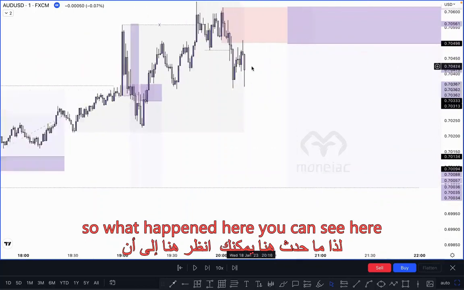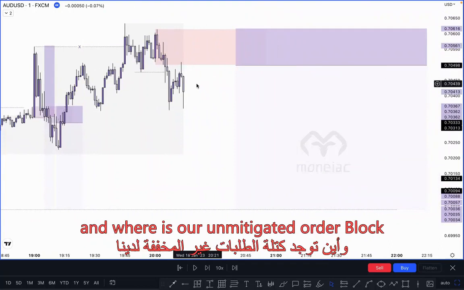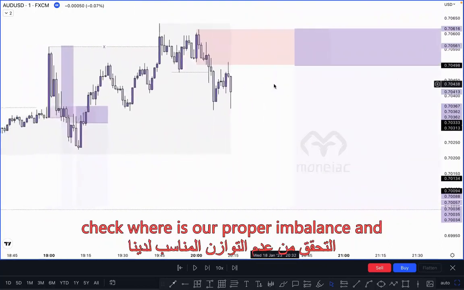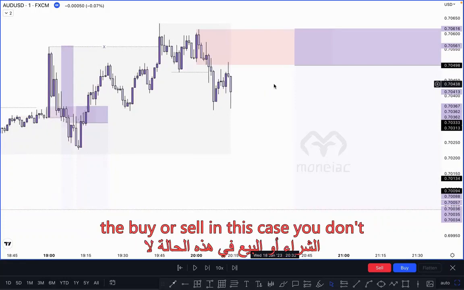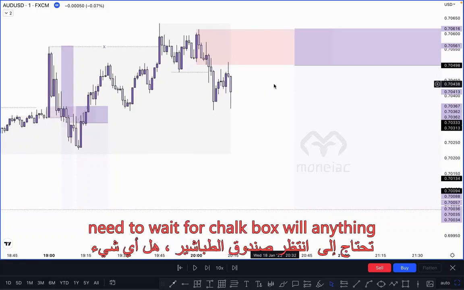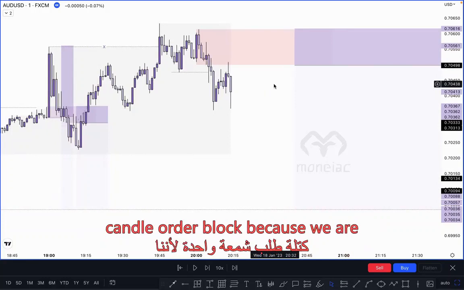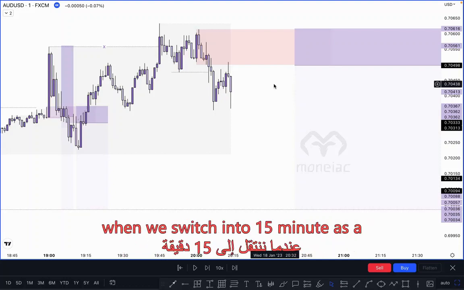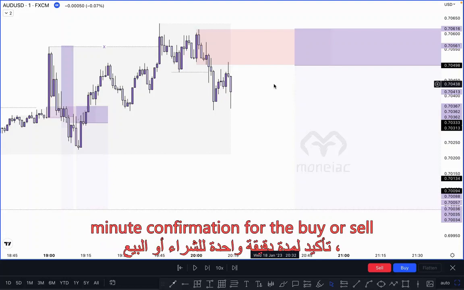So what happened here? You can see here this candle mitigate this order block. And where is our unmitigated order block in this case? First of all, you have to check where is our proper imbalance and which criteria you should follow before the buy or sell. In this case, you don't need to wait for CHoCH, pause, flip, anything. Simply you can trade based on the single candle order block, because we are already in a 5 minute time frame. CHoCH, pause, flip, entry module we need when we switch into 15 minute as a higher time frame, then we need a 1 minute confirmation for the buy or sell.